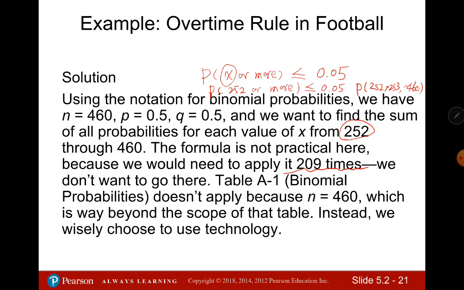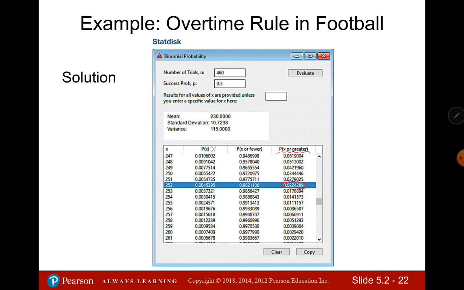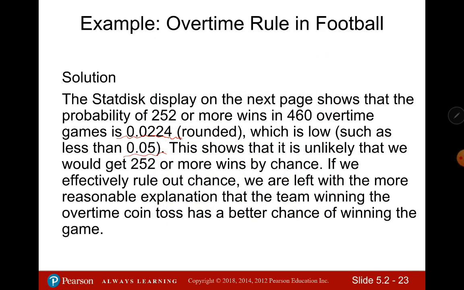If the probability 0.0224 is less than 0.05, then in this situation, we can conclude the 252 is a significantly high result. Yes, it is significantly high. So what does this mean if 252 is significantly high?